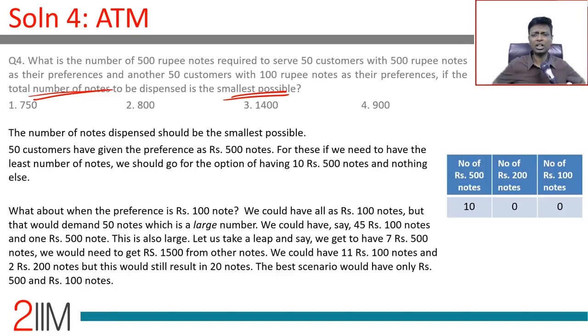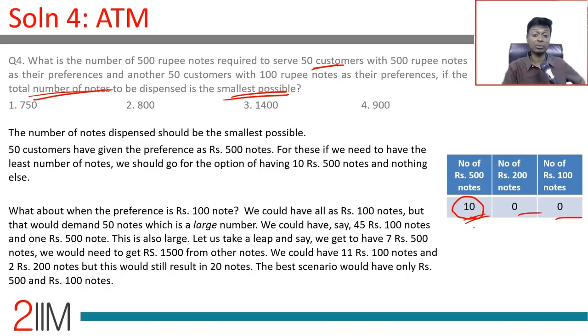We want to serve 50 customers with 500 rupee notes as their preference. The guys with 500 rupee notes as their preference, satisfy them with only 500 rupee notes. So give them 10 500 rupee notes, they will be happy, their condition is satisfied, 5,000 rupees are delivered, and you're doing it in as few notes as possible. So these 50 customers will be serviced as 10, 0, 0.